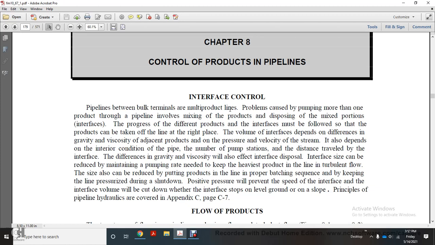The volume of the interface depends on the difference in gravity, the viscosity of adjacent products, the pressure and velocity of the stream, and also depends on the interior condition of the pipe, the number of pump stations, and the distance traveled. The difference in gravity and viscosity will also affect interface disposal.